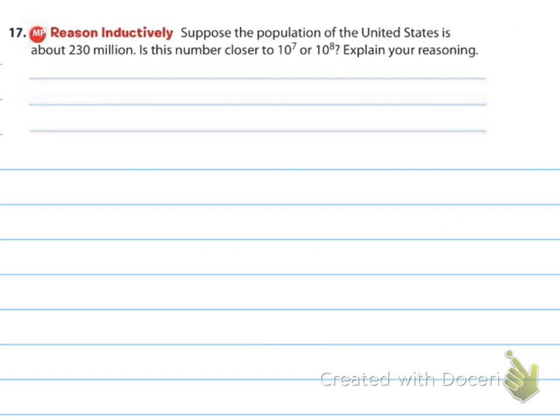Number 17 says, suppose the population of the United States is about 230 million. Is the number closer to 10 to the 7th power or 10 to the 8th power? Explain your reasoning. The first thing you need to understand is when we're dealing with tens, that exponent tells us how many zeros it's going to be.